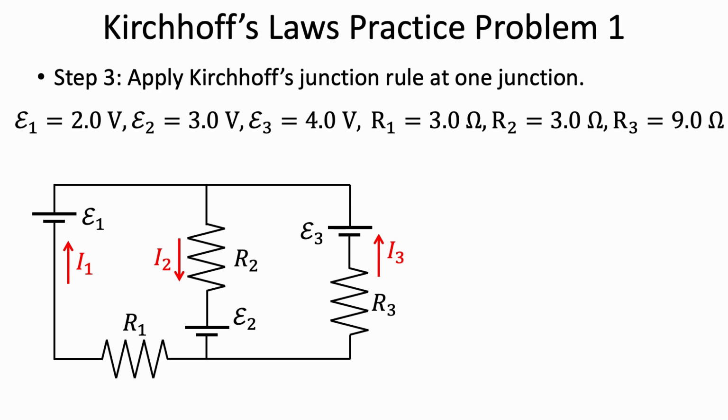So in step 3, we will apply the junction rule. The junction rule says that the sum of all the currents flowing into a junction is equal to the sum of all the currents flowing out. Let's look at the junction marked by the red circle in the diagram. As you can see, both I1 and I3 flow into this junction, while I2 flows out of it, making the junction equation I1 plus I3 is equal to I2.